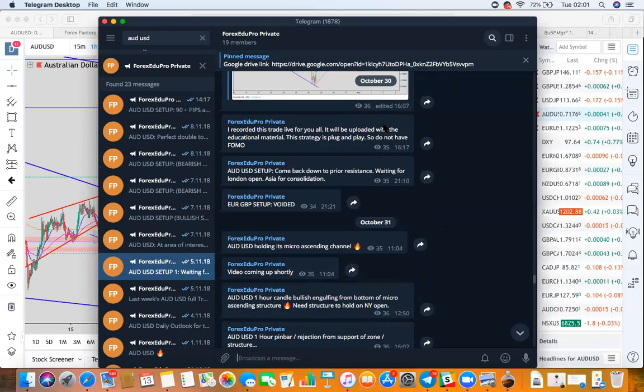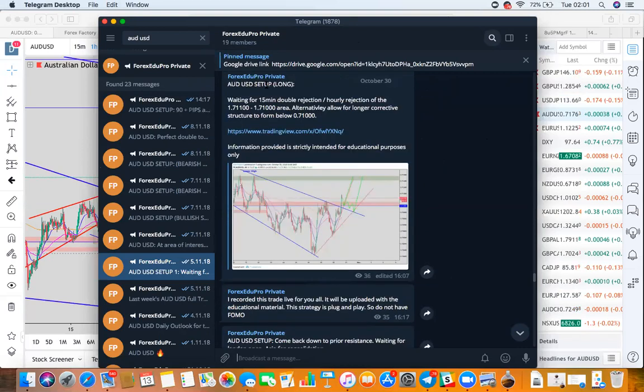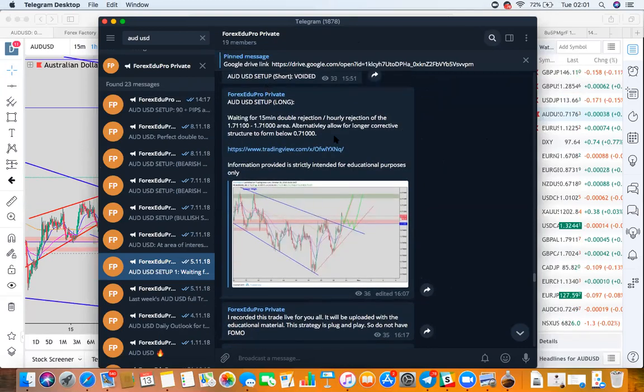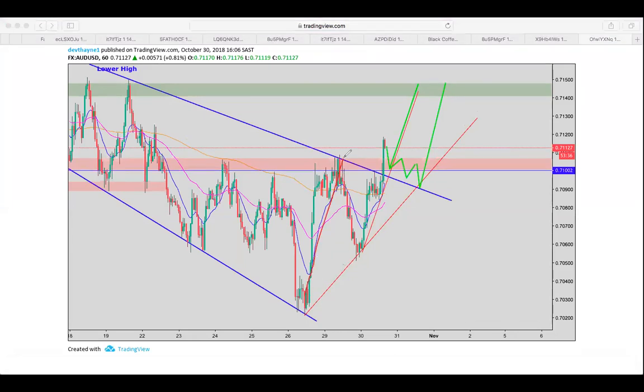So this was the setup. AUD USD setup long on the 30th of October. We targeted this break with step-by-step updates. We targeted this break, Jack. That break there. Second touch, didn't reject, it broke through the second time. This was the break.